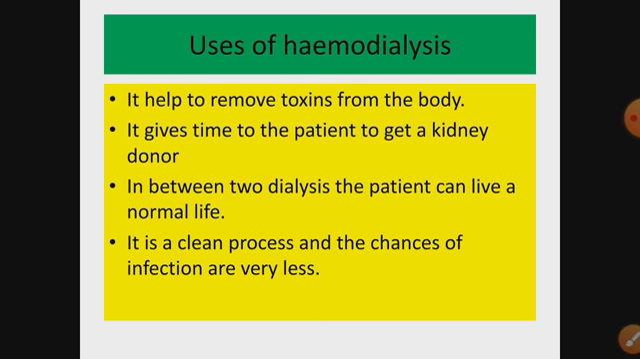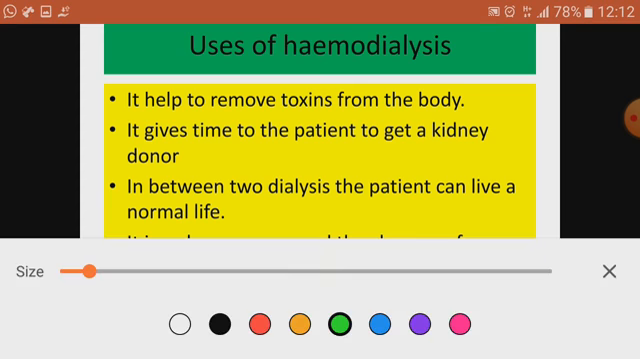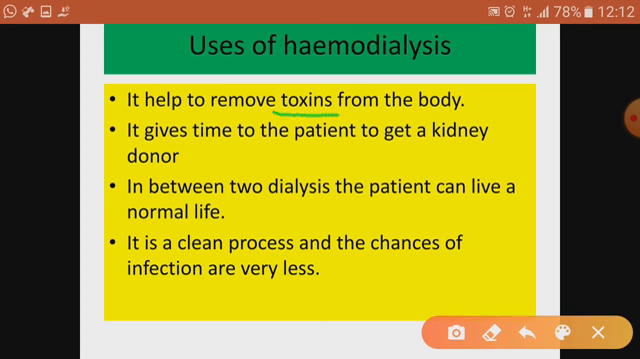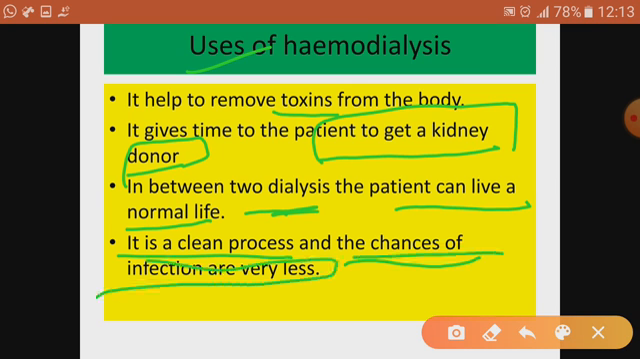So these are the uses of hemodialysis. It helps in the removal of toxins from the body, that is nitrogenous waste. Then it gives time to the patient to get a kidney donor. Till the time the patient gets the kidney donor, this can save the patient's life. In between two dialyses, the patient can live a normal life. And it is a clean process, and the chances of infection are very less.